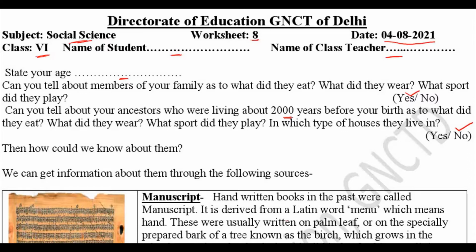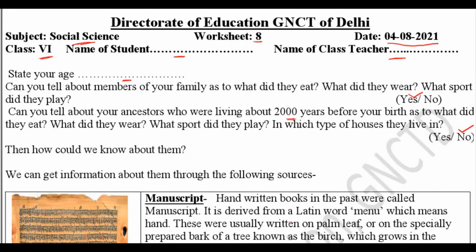So see here, we can get information about them through the following sources. Now see, if we want to know what did our ancestors wear, eat, or play, or which type of house they lived in, there is one process known as excavation, which is digging down to find historical materials, old materials at historical places like civilizations, or the areas near the banks of rivers, because those were the places where civilizations were situated. And from there we used to find ancient things which showed us what they wore, what they ate, or the type of houses they lived in.